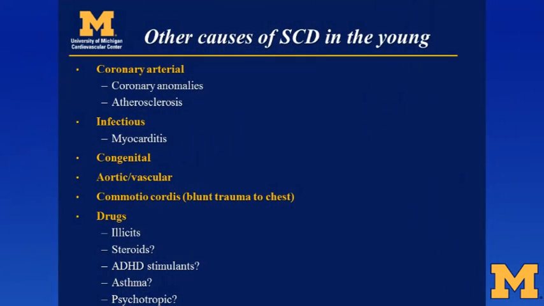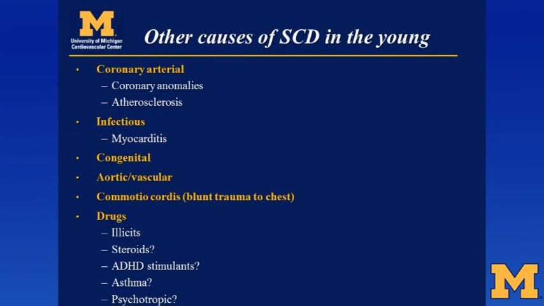Commotio cordis is a relatively frequent cause of sudden cardiac death. It's not necessarily considered cardiac in that there's no intrinsic cardiovascular disease, but a blunt trauma to the chest at just the wrong time can actually interrupt the normal electrical rhythm and set off a potentially lethal arrhythmia. Drugs. We don't really have a good handle on to what extent, if any, these drugs are contributing to or triggering sudden cardiac events, but certainly there's enough cause for worry, I think, with steroid use, illicit drug use, stimulants, psychotropics, and asthma medication.